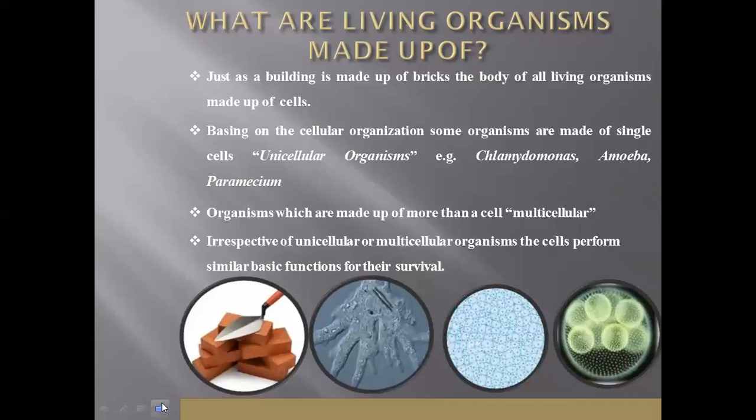Moving ahead. What are living organisms made up of? Just as a building is made up of bricks, the body of all living organisms is made up of cells. Now, organisms on the basis of number of cells present, their organization of the body, are categorized as multicellular or unicellular. The examples of unicellular are Chlamydomonas, amoeba, paramecia. And the examples of multicellular are plants, animals, humans, etc. Irrespective of whether we talk about unicellular or multicellular, all the cells perform similar basic functions for the survival of an individual, for the survival of an organism.